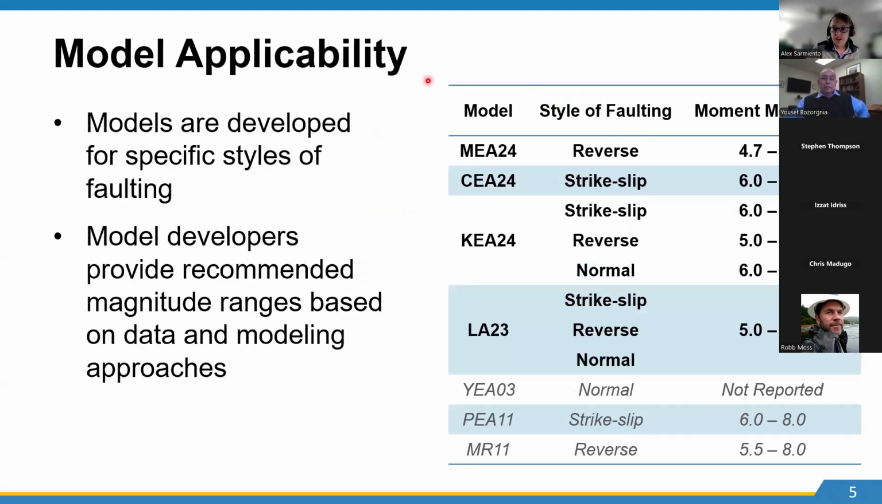So I won't say too much here other than to mention that this table on the right is here to remind us that these models are developed for specific styles of faulting, and they're applicable to specific magnitude ranges. And it's generally important to stick to these criteria when we use the models.